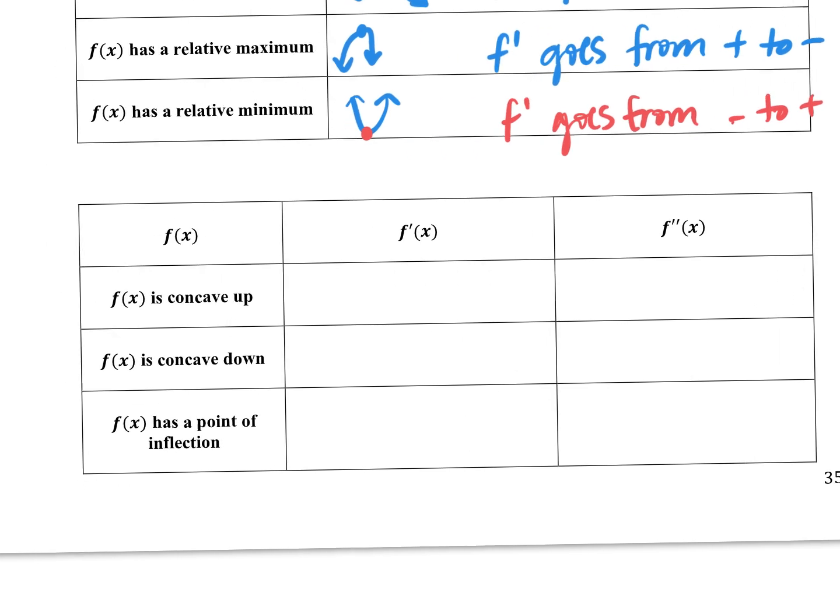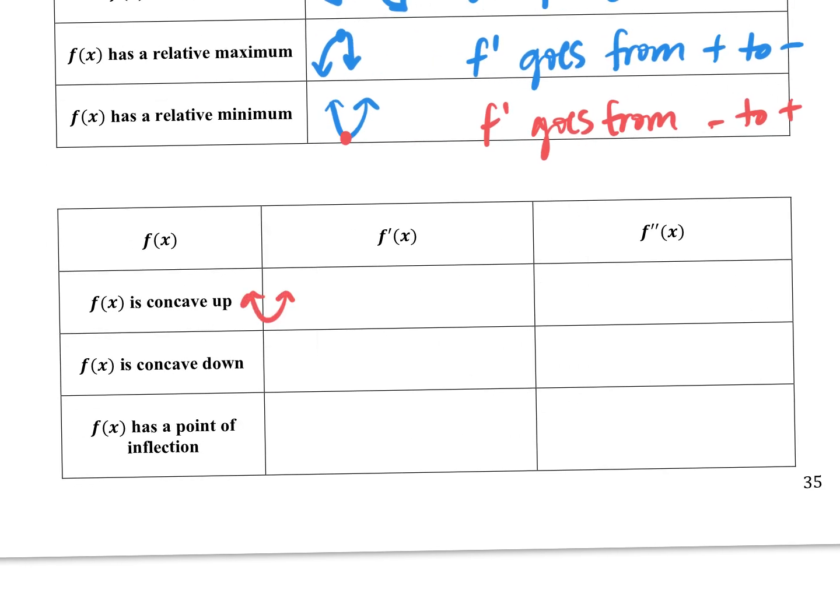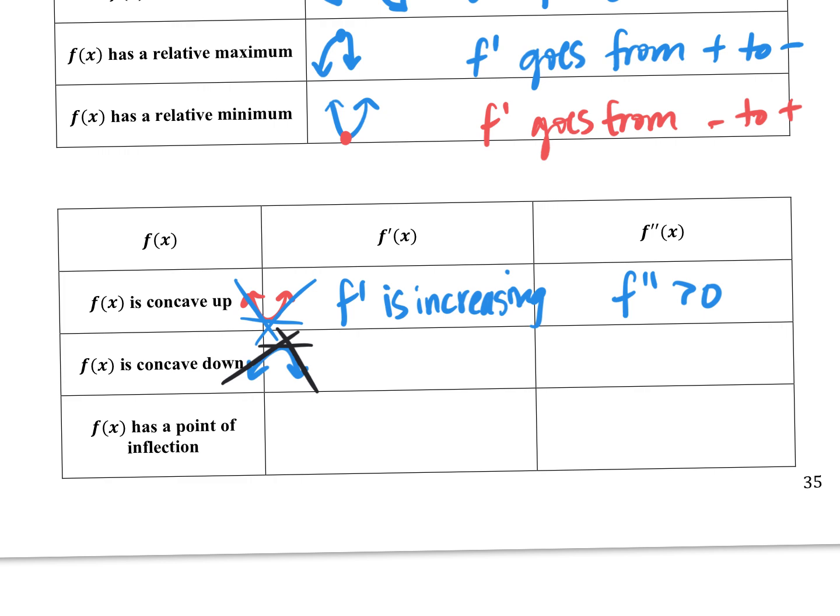Lastly, if my function is concave up, we know this. If my function is concave up, what are my f primes actually doing? My f primes are, say that again, increasing. I love that. F prime is increasing. Or my f double prime is what? If it's concave up, f double prime is always so good. Concave down. If my function's concave down, what are my f primes doing? They are decreasing. F double prime? Yeah, very good.